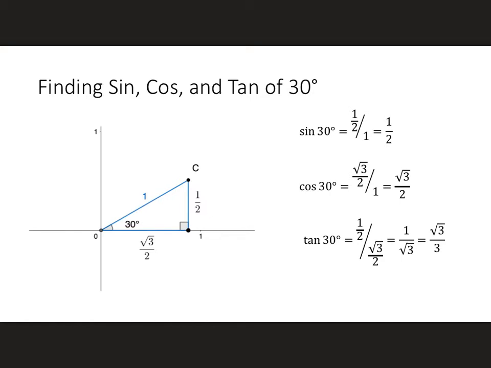Now, I want you to notice that the sine, the cosine, and the tangent are all exact values. They are not decimals. They are not rounded numbers in any way. The sine of 30 degrees is exactly 1/2. The cosine of 30 degrees is exactly the square root of 3 over 2, and the tangent of 30 degrees is the square root of 3 over 3. Those are much more accurate answers than the decimals that you usually get with calculators.